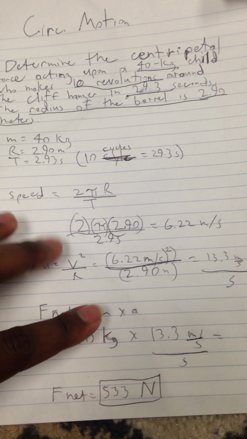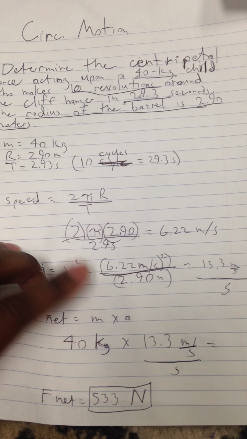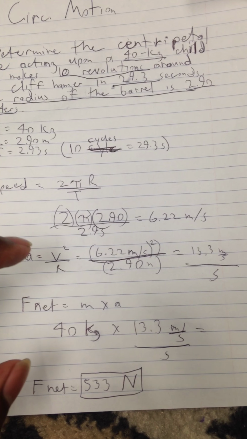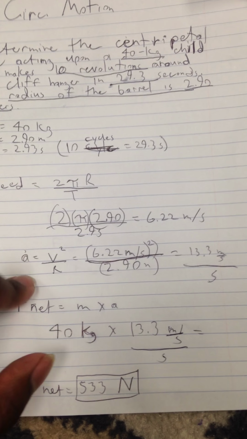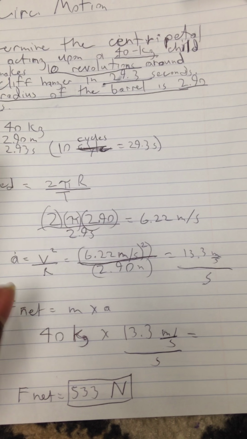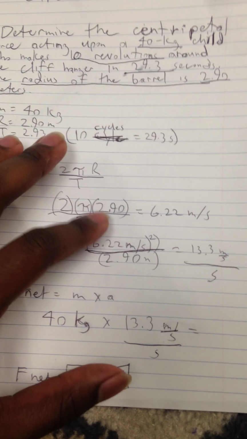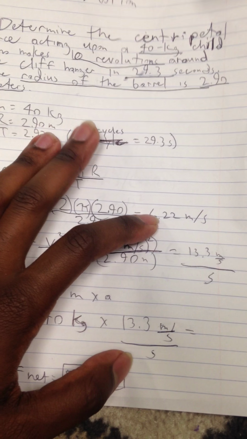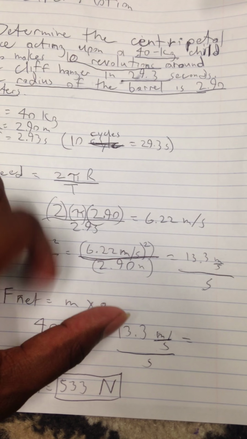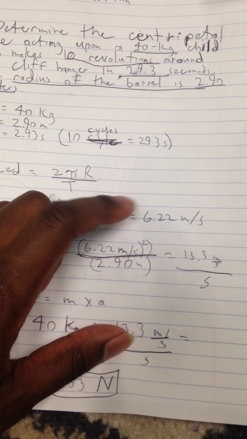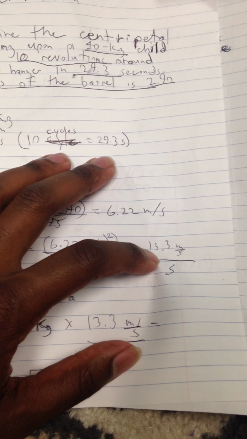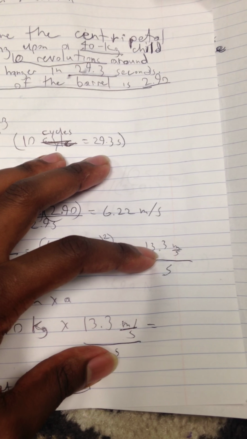Now what I'm going to do with this next is plug it into the acceleration formula, which is acceleration is equal to velocity squared over the radius. I just discovered that the velocity was 6.22 meters per second, so 6.22 meters per second, squared, over 2.90 meters gives me 13.3 meters per second squared.